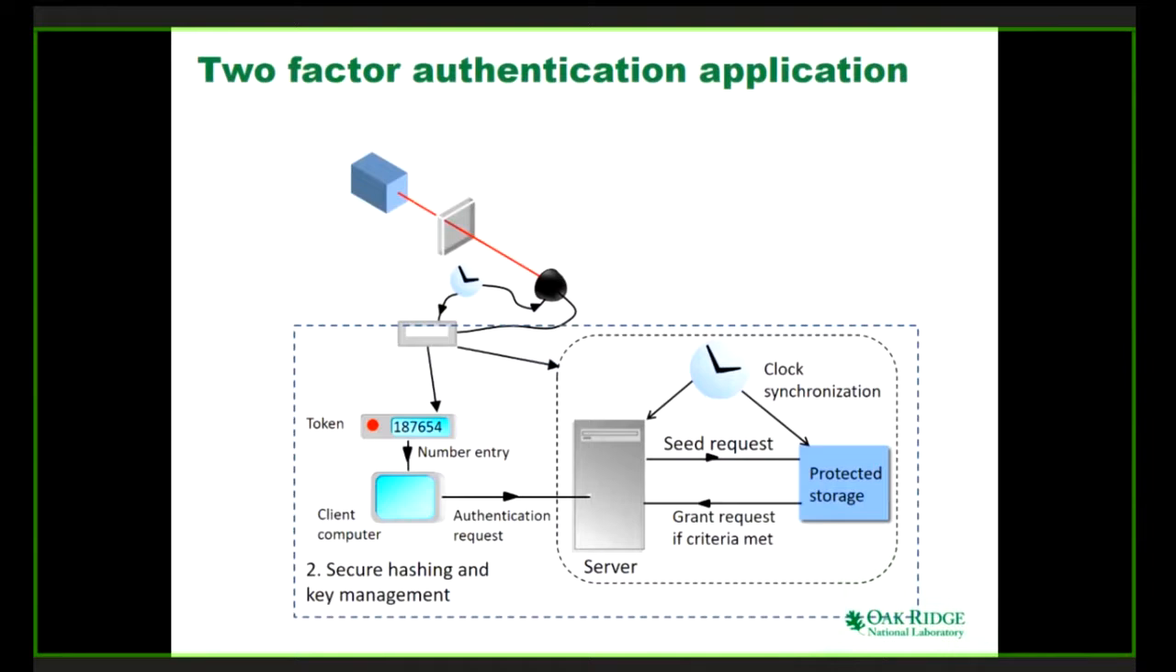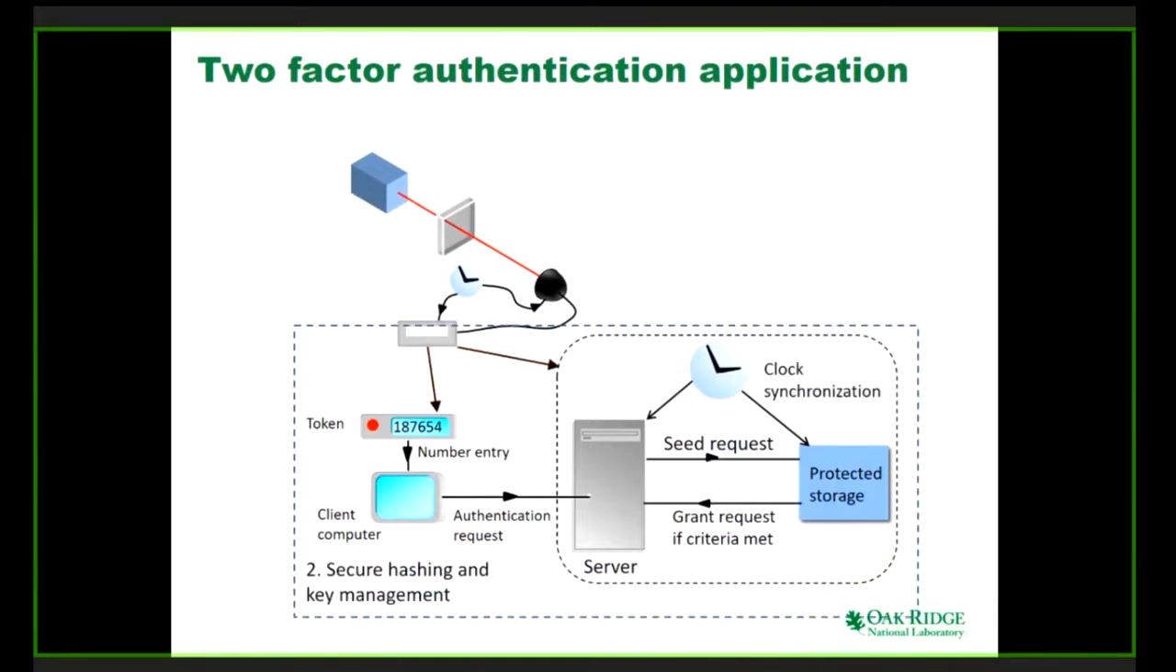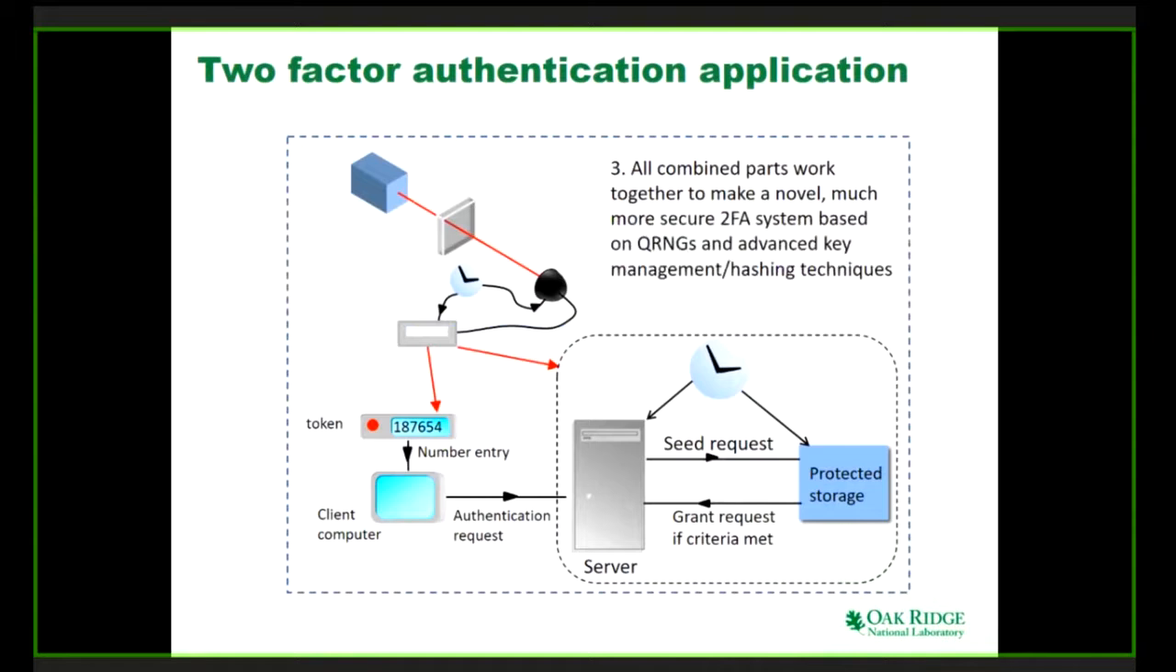So you can't just log into the server and download all the seeds at once. The computer says, if I'm allowed to have a random number, does it match that one? If it does, then okay, he's allowed to log in. So it's a two-factor authentication system based on quantum random number generation.